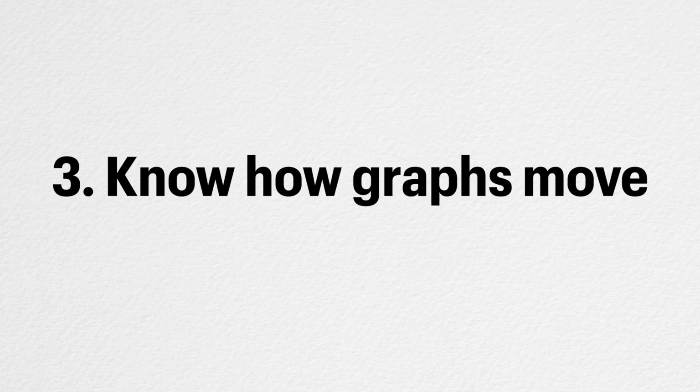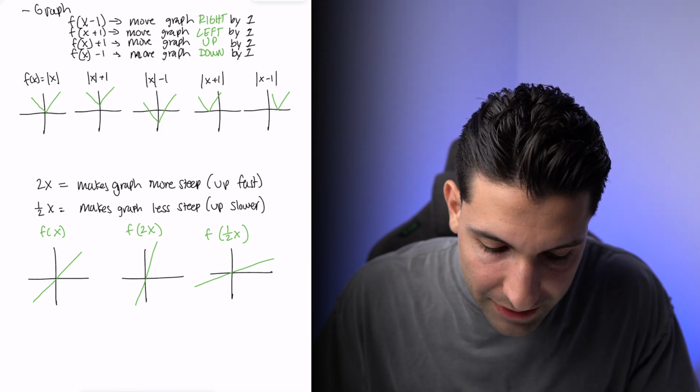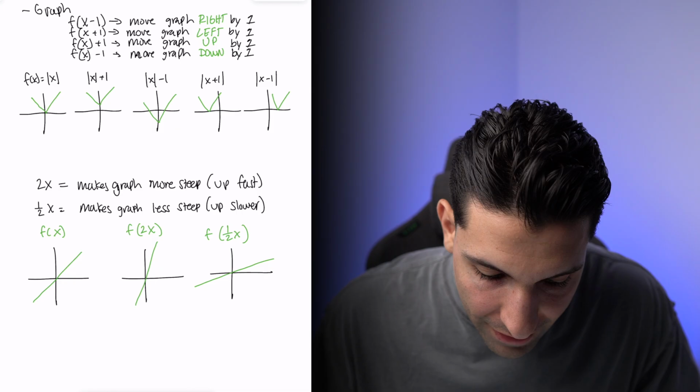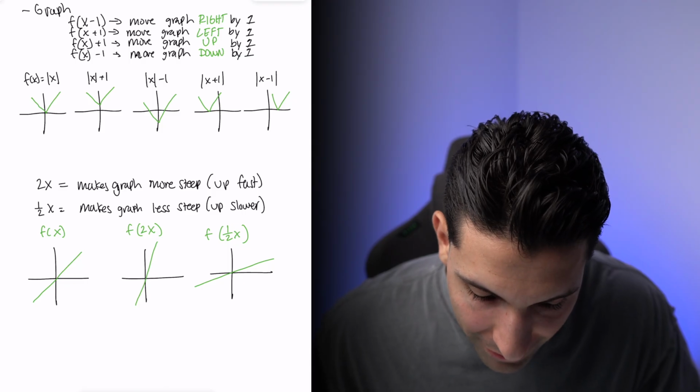Last key, know that functions move. f of x minus 1 moves the graph right by 1. f of x plus 1 moves the graph left by 1. f of x, plus 1 moves the graph up by 1. f of x, minus 1 moves the graph down by 1.